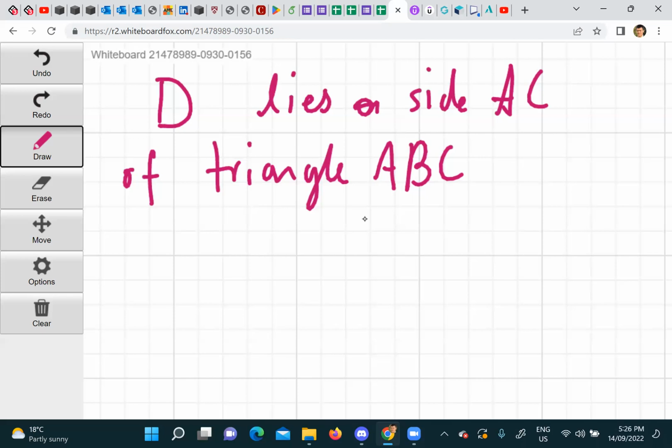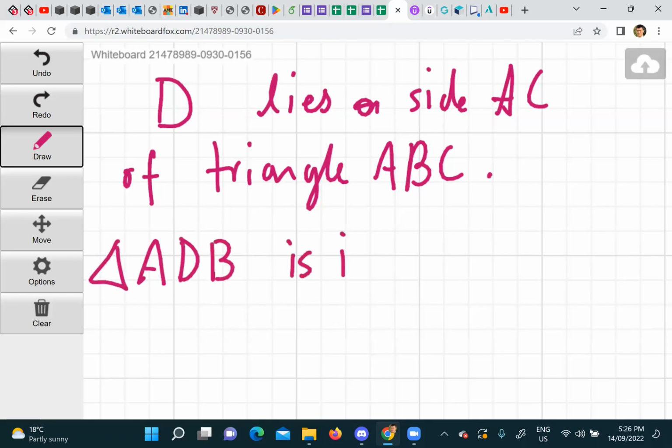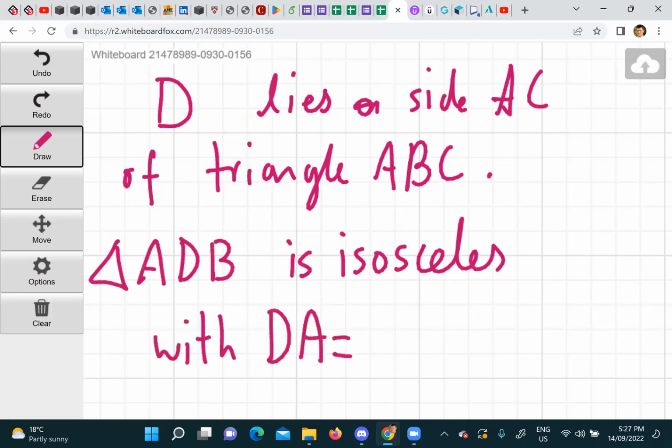So triangle ADB is isosceles, with DA equals DB. What does isosceles mean? Good question. So isosceles just means two of the sides are equal in length. Oh yeah, and there's one right angle. No, there does not have to be a right angle.